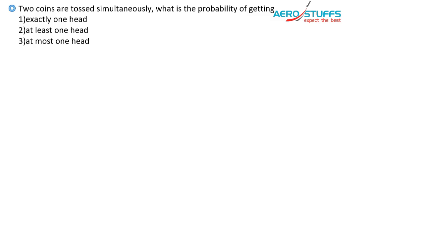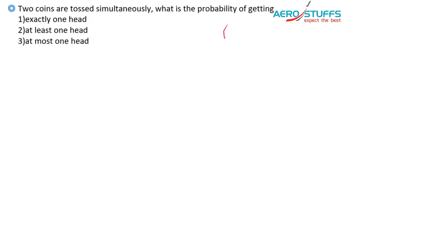2 coins are tossed simultaneously. What is the probability of getting exactly 1 head, at least 1 head, at most 1 head? We'll start with the tree diagram. This tree diagram is basically an option for the beginners. If you are a beginner, you can try it, or if you can write the sample space yourself, you can start writing the sample space.